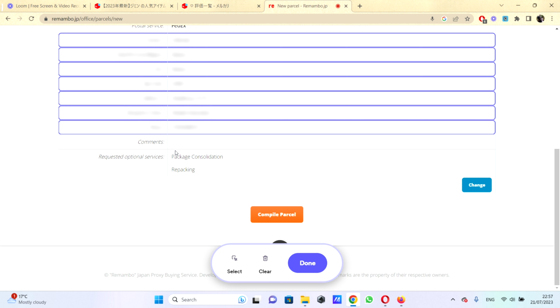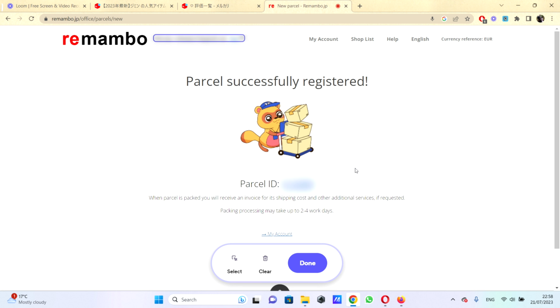And then it also says your optional services, which you can change if you change your mind and you don't want repacking, but I do. So I didn't check the address before I blurred it, so I'll be back in a little bit. Everything is good, so then we're just gonna click compile parcel, and then what comes up is your parcel is successfully registered, the parcel ID is so and so.